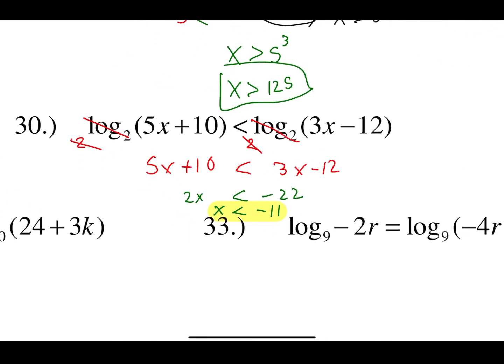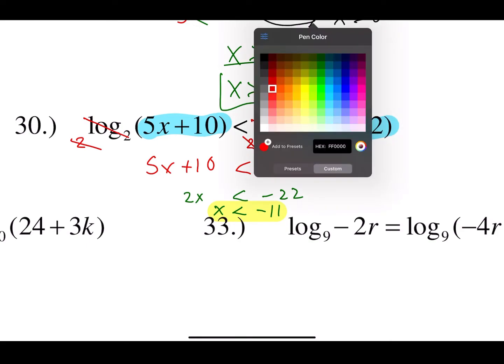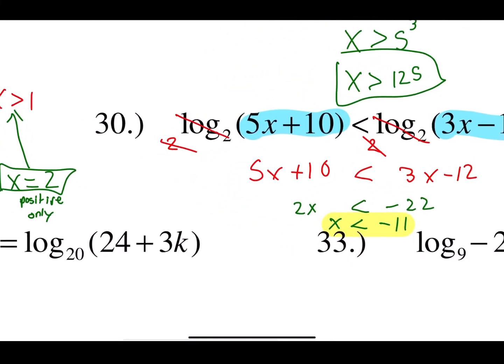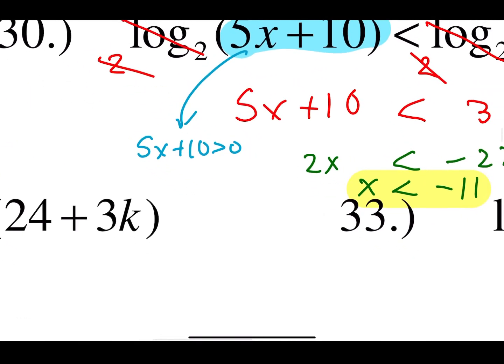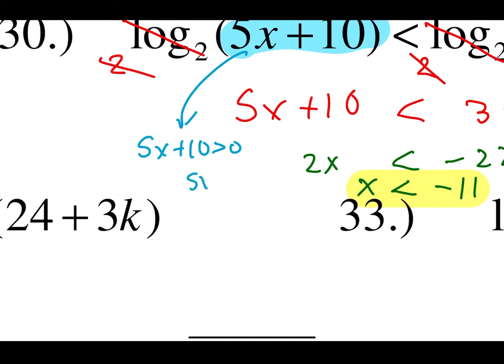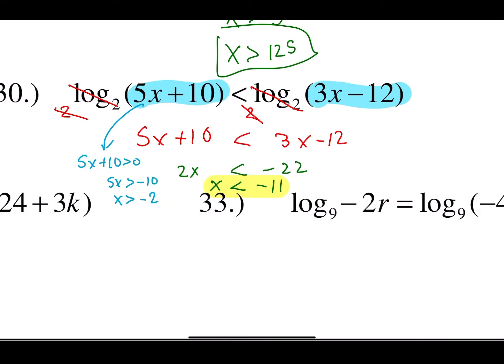So let's look at 5x plus 10 and 3x minus 12. In 5x plus 10, we have 5x plus 10 greater than 0. If 5x plus 10 is greater than 0, subtract 10 to the other side. We should have 5x is greater than negative 10. Divide both sides by 5. x is greater than negative 2. Okay, keep this answer in mind.